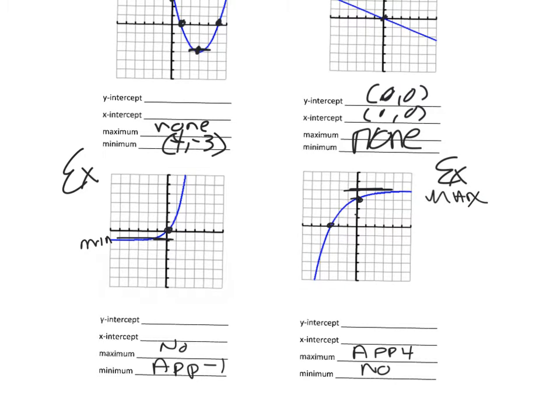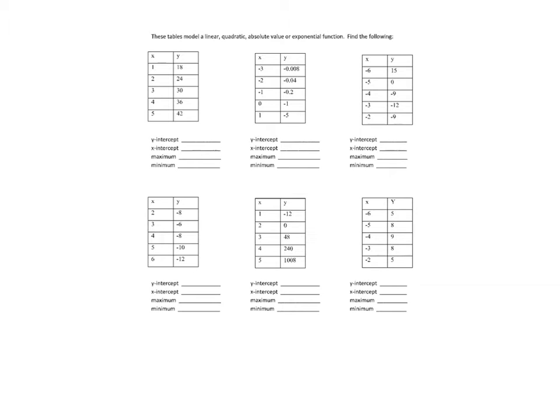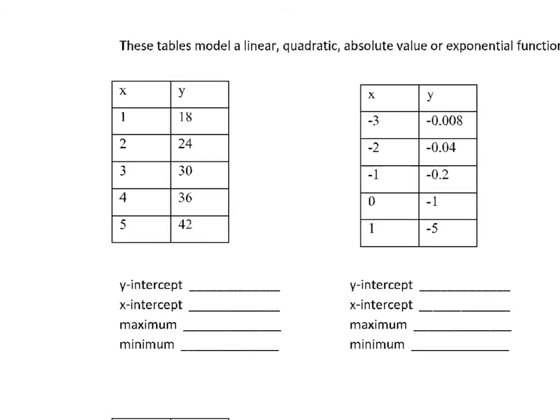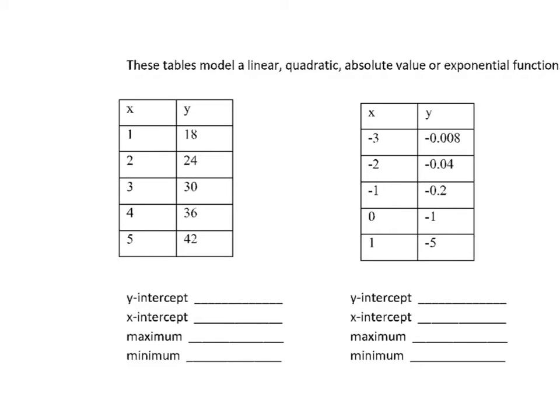Okay. All right. Next, looking at tables, I want to do a couple of them where you have to extend the table. Okay, so let's look at this first one. Remember, linear is a constant first difference, right? Quadratic is the second difference. And absolute value is going to be a plus minus constant. Then exponential, you're multiplying.